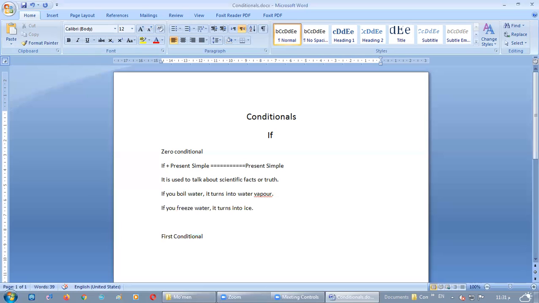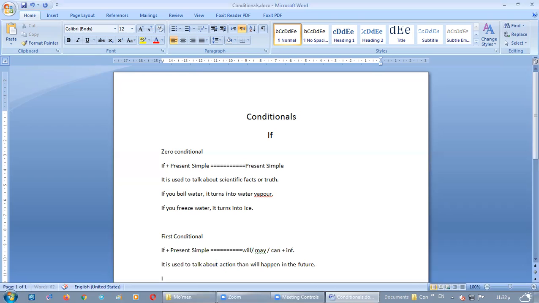Let's move to another type, which is first conditional. What about the form of the first conditional? If plus present simple, will or may or can plus infinitive. When do we use the first conditional? It is used to talk about an action that will happen in the future.